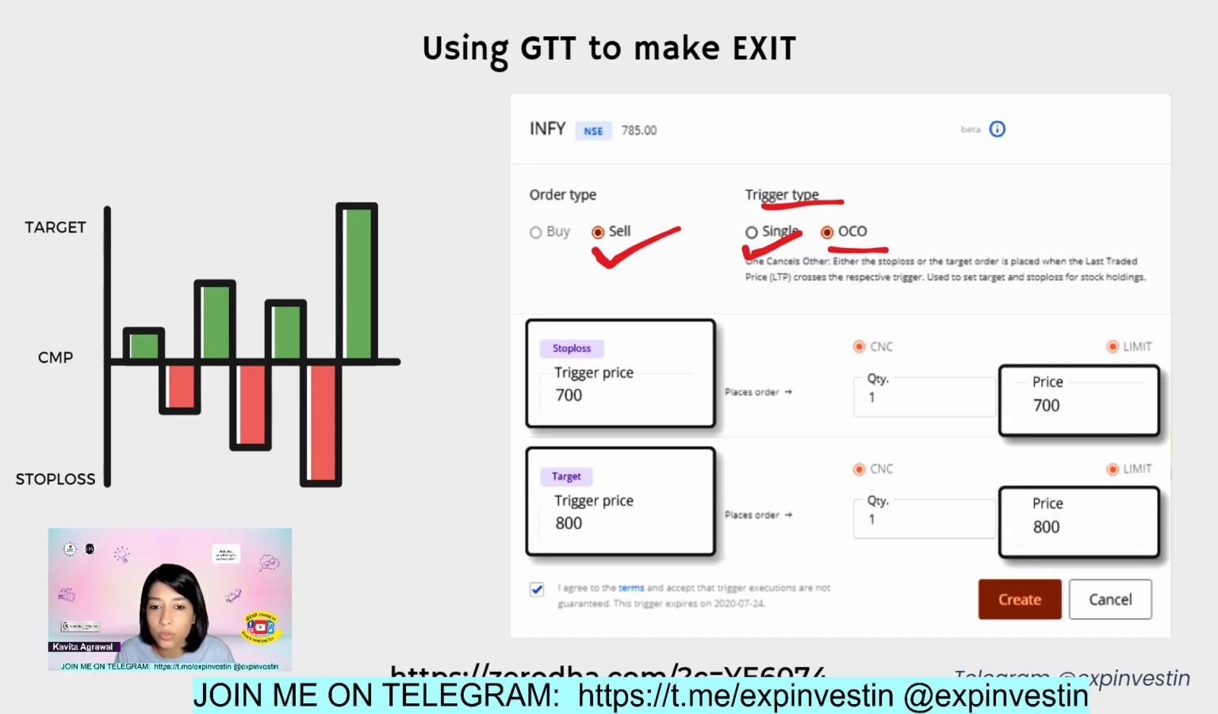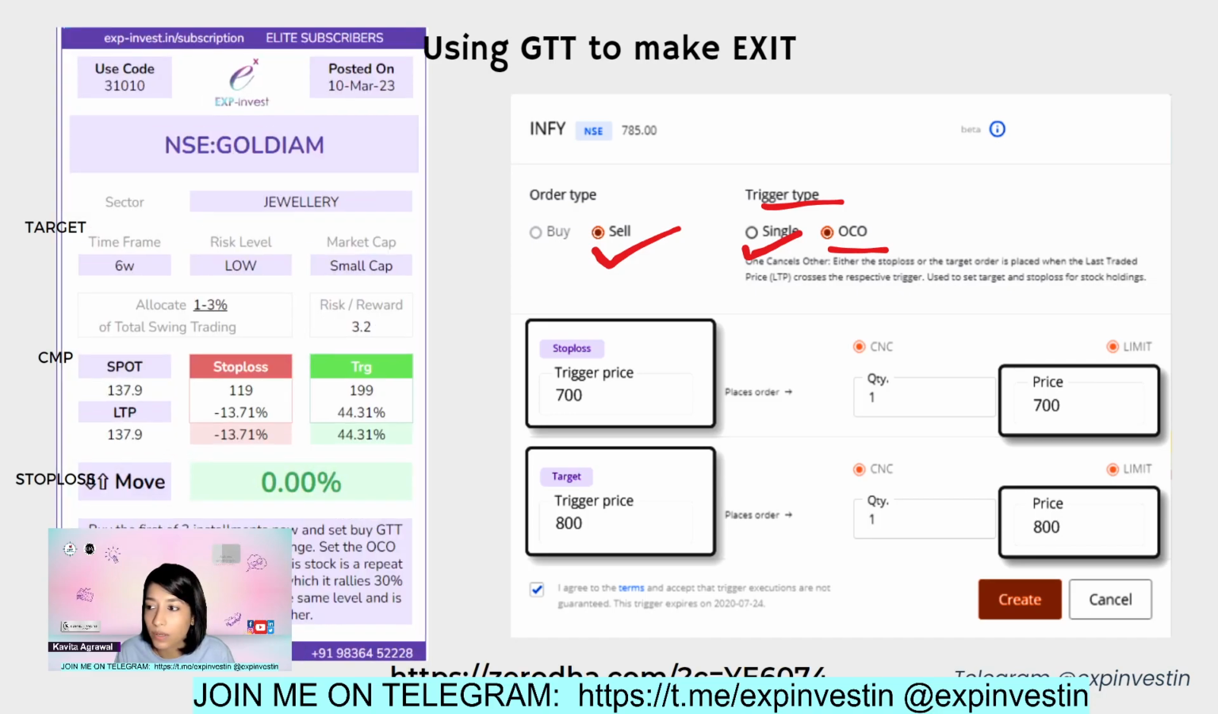So suppose you want to set up an OCO order for Gold DM. What you're going to do is, here in the stop loss itself, you're going to set the trigger price. So your stop loss level is 119. So you want to set, say, 118.5 as your stop loss, right? You can see stop loss written right here at the top.